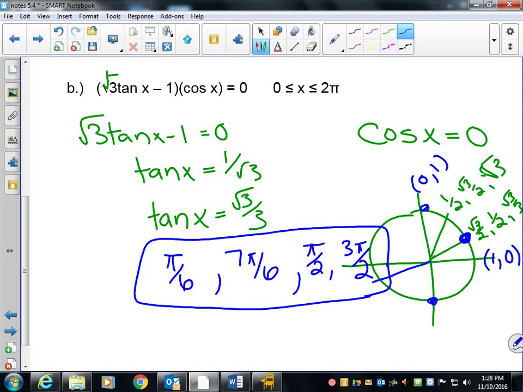You guys okay with coming up with those answers? If they are exact values to solve, right? It's really finding your unit circle, figuring out where cos or tan or whatever is positive and where does it equal that value. Okay?